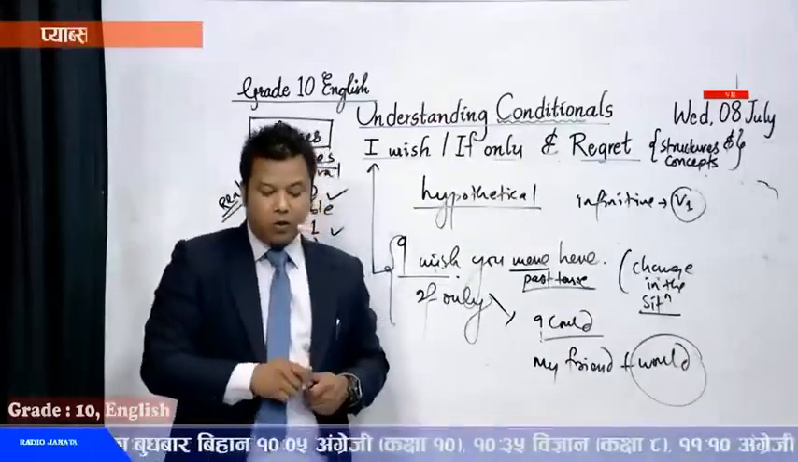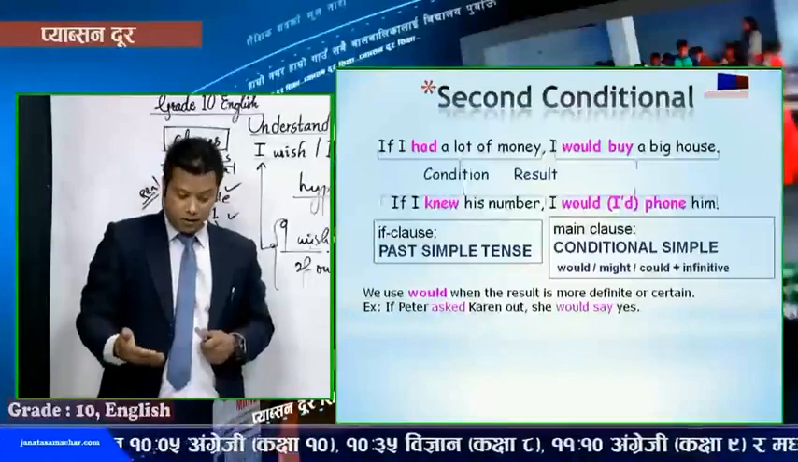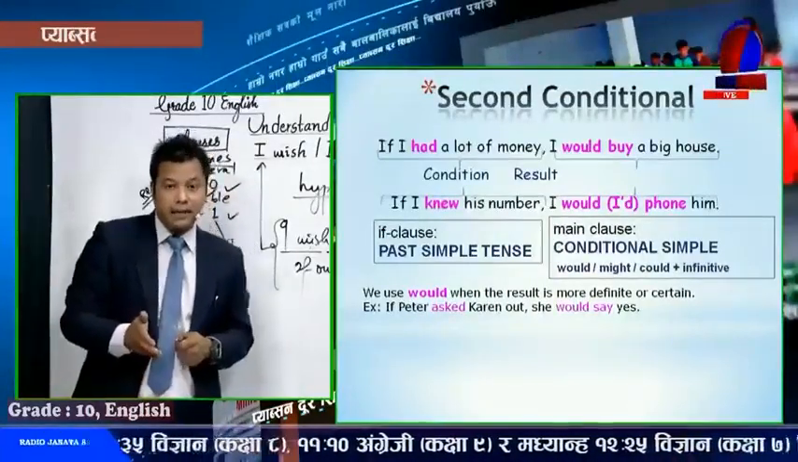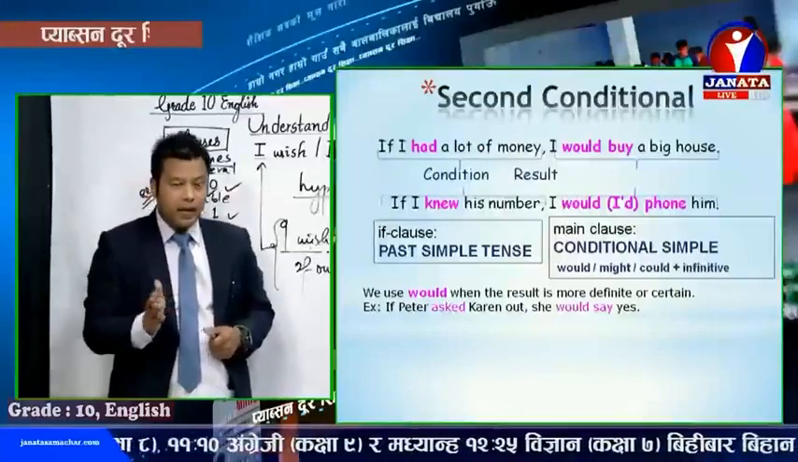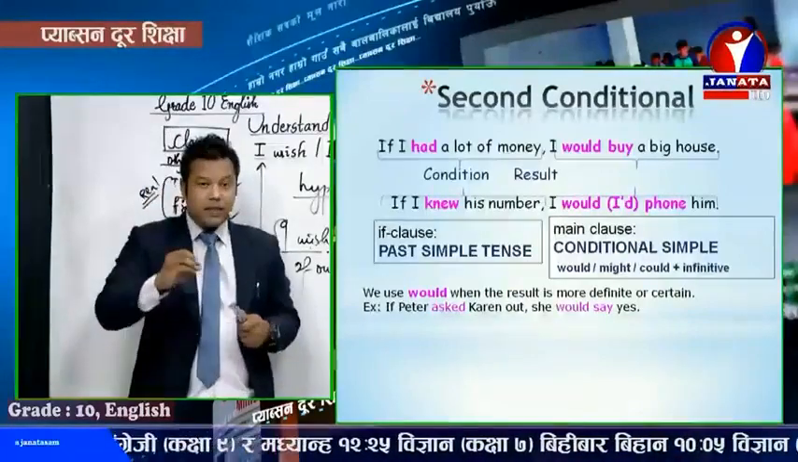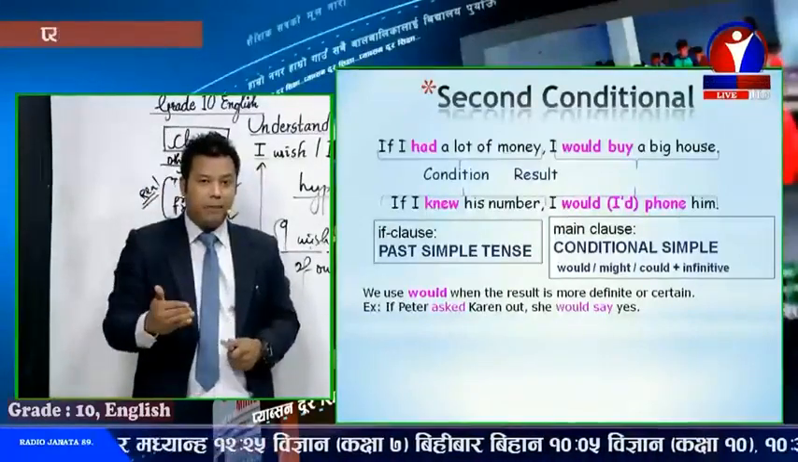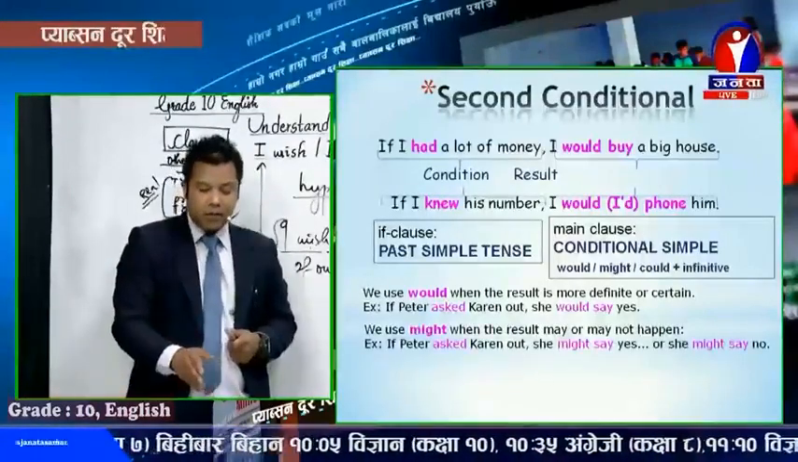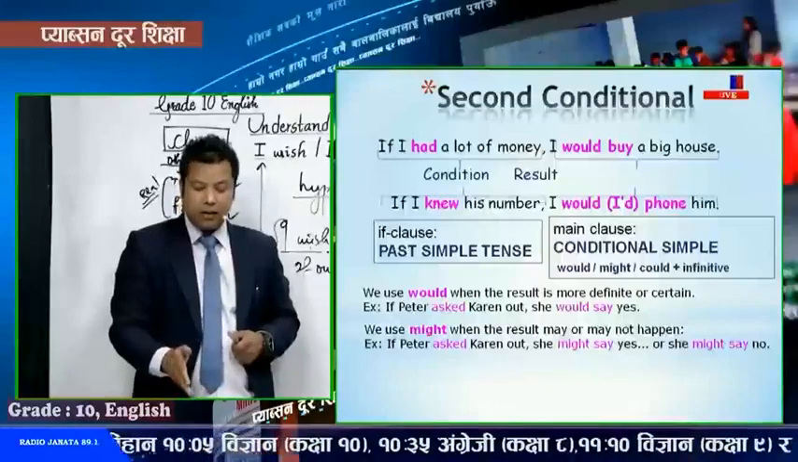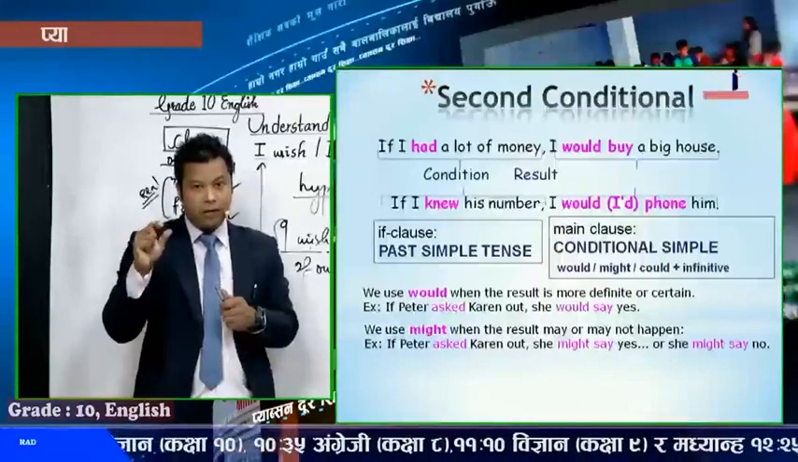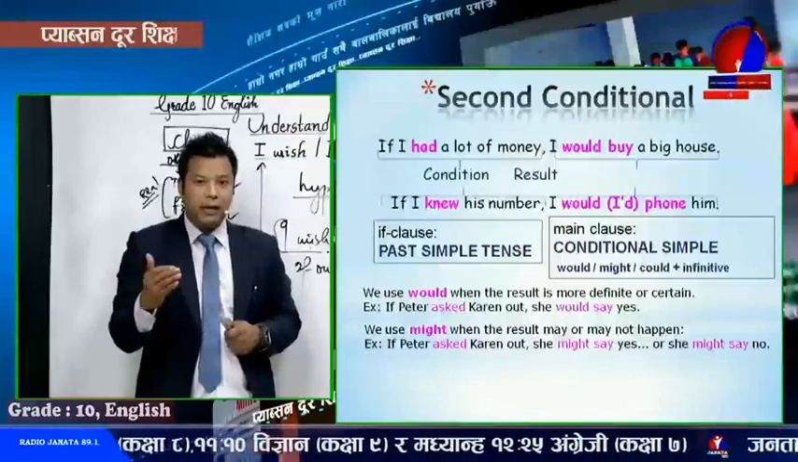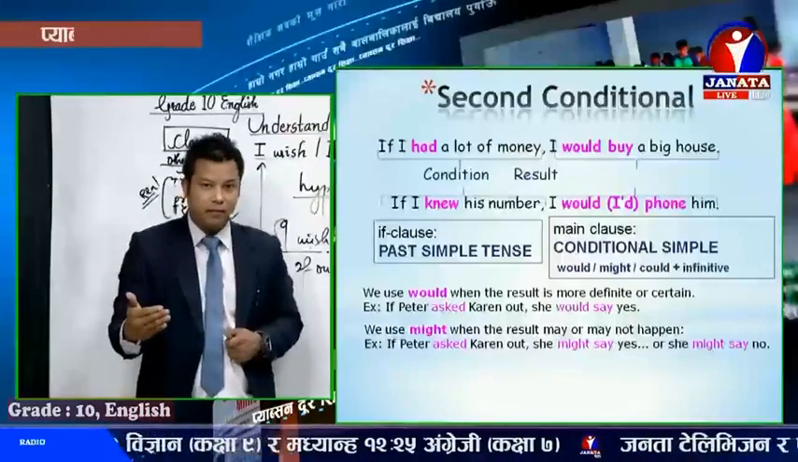Now, we use would when the result is more definite or certain. If Peter asks Karan out, she would say yes. With that, it means this is definitely going to happen. You have this expectation. We use might when the result may or may not happen. So that is a difference. Would, you expect it to happen. Might, you expect it may not happen.